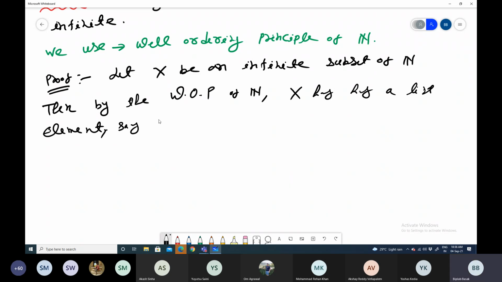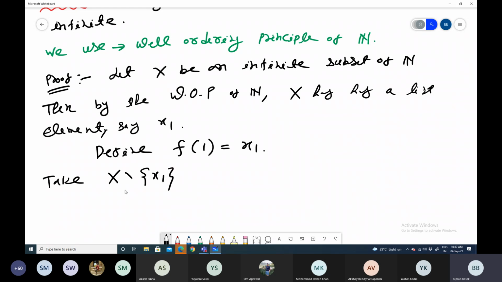Okay, say x1. Now we define f of 1 equal to x1. Now take x minus x1. Now this is again a non-empty set. Why? Because x is infinite. Now since x is infinite, so x minus x1 is non-empty, right?